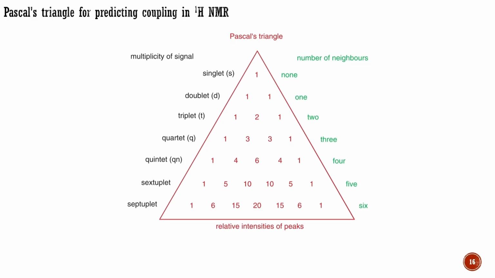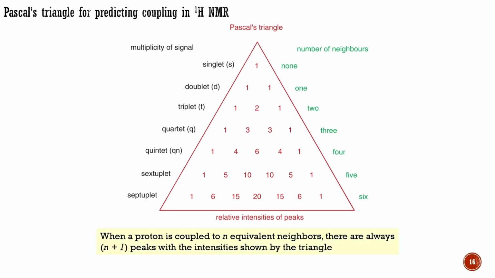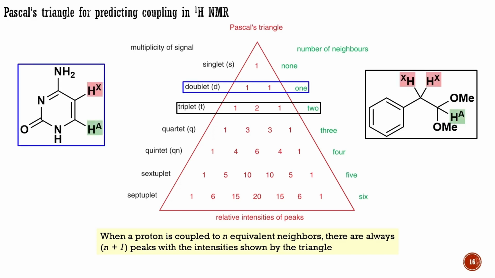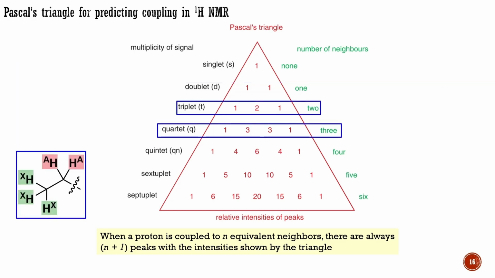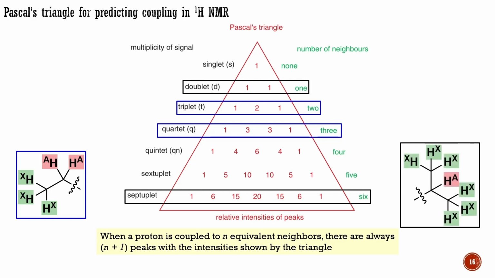You can read off from the triangle what pattern you may expect when a proton is coupled to N equivalent neighbors. There are always N+1 peaks with the intensity shown by the triangle. So far, you have seen a 1-to-1 doublet from coupling to one proton, which corresponds to line 2 of the triangle, and a 1-to-2-to-1 triplet from coupling to two neighboring protons. You will often meet ethyl groups, where the CH2 group couples to three identical protons and appears as a 1-3-3-1 quartet, and the methyl group as a 1-2-1 triplet. In the isopropyl group, the methyl groups appear as a doublet, and the CH group as a septuplet.